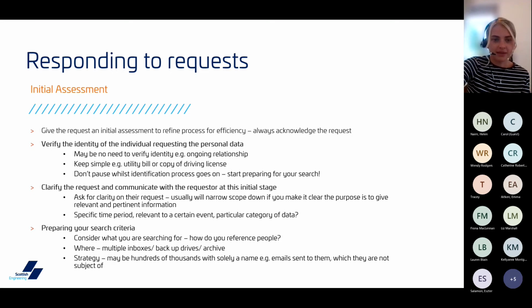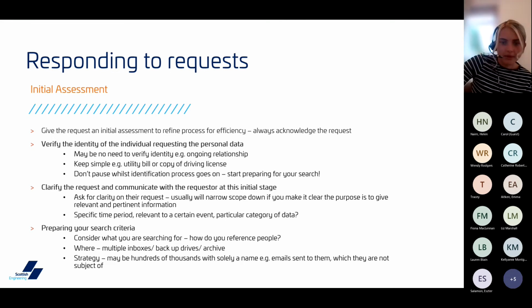So usually if you ask for some clarity on the request and narrow down the scope, if you make this clear to the employee that you're asking for this, they'll usually comply. If you make it clear that you're trying to give them really relevant and pertinent information to their request. So this could be things like asking, is there a specific time period that you would like us to conduct the search? So perhaps it's to do with a dismissal, so are they wanting in a specific date range? That can help narrow your search and therefore the work you need to put into it.